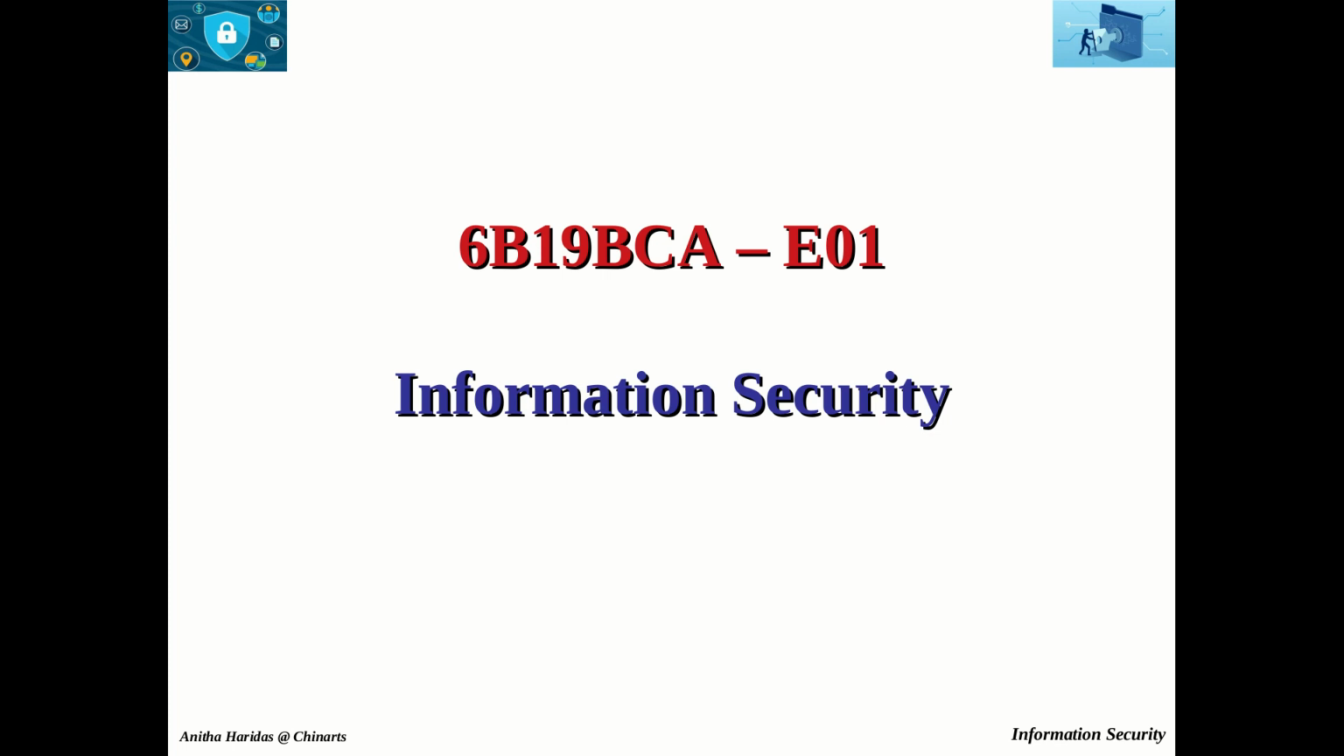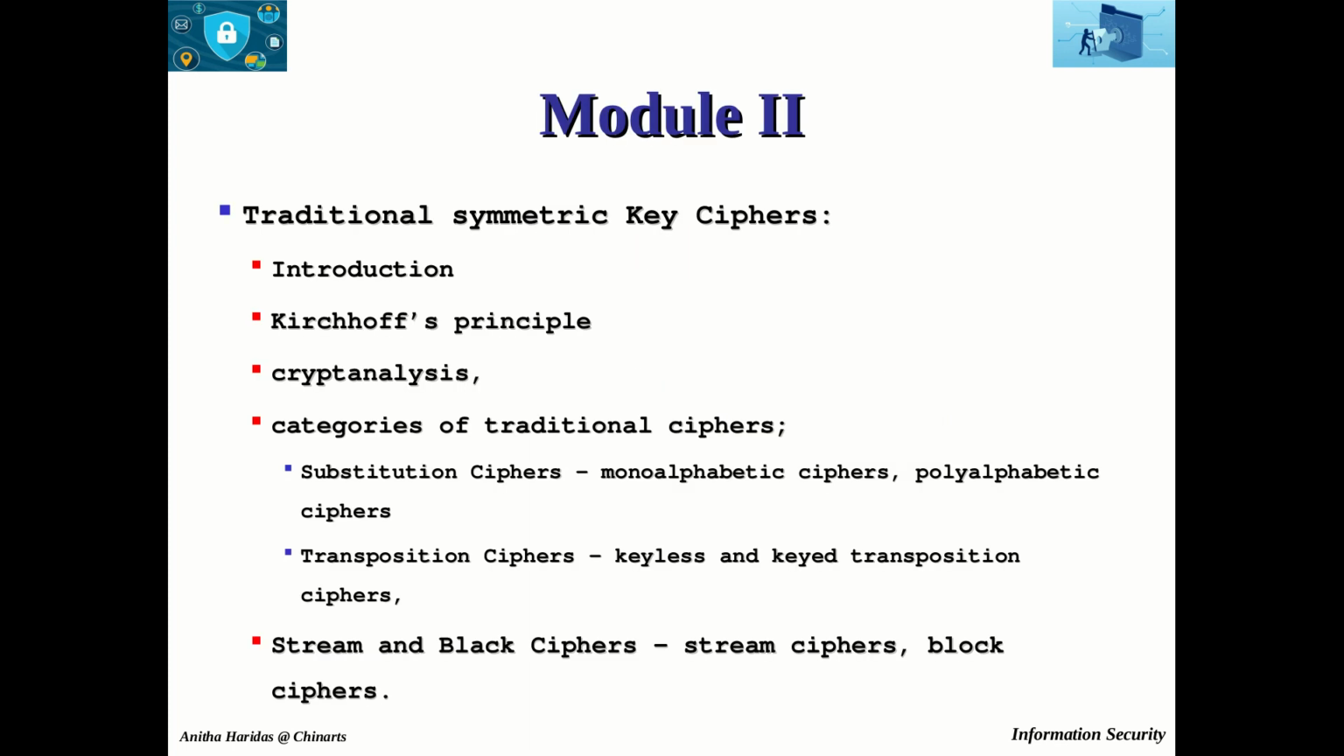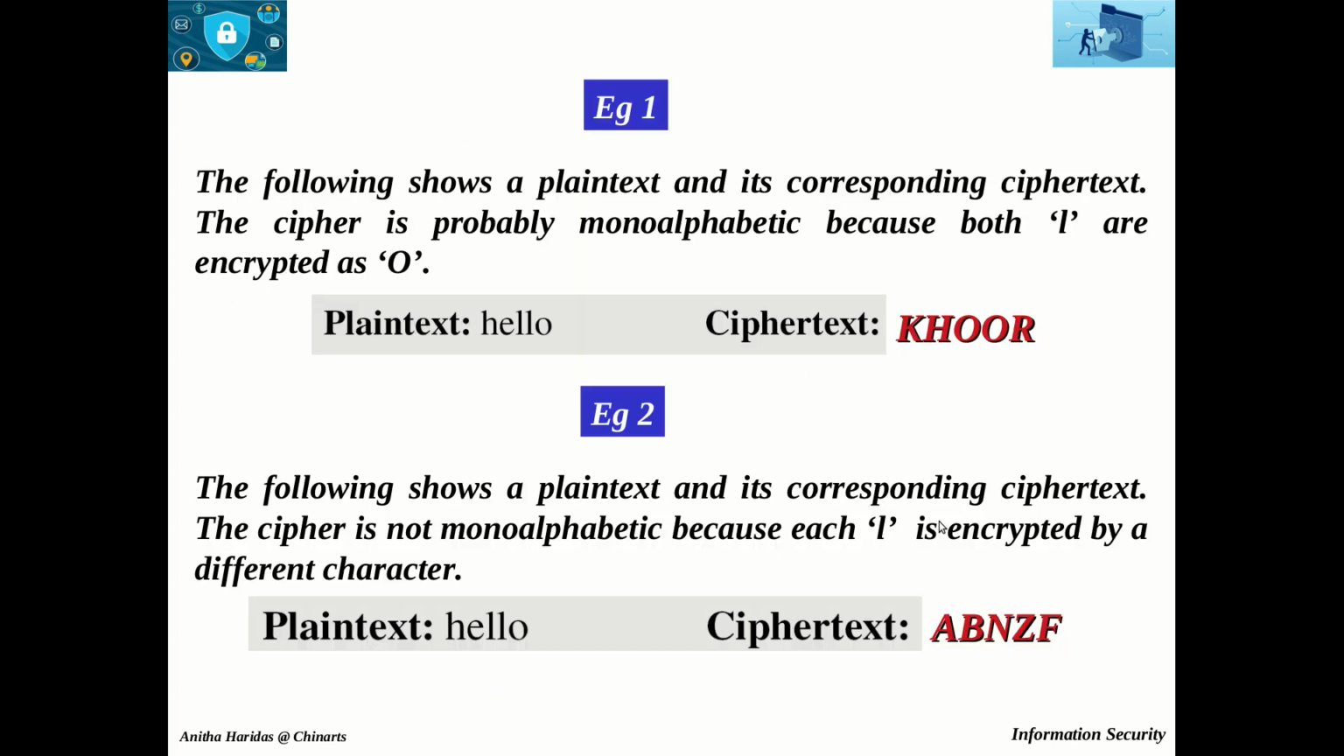Hari Om girls. In the elective course Information Security, we are currently discussing Module 2, in which we are talking about the polyalphabetic ciphers of substitution cipher.